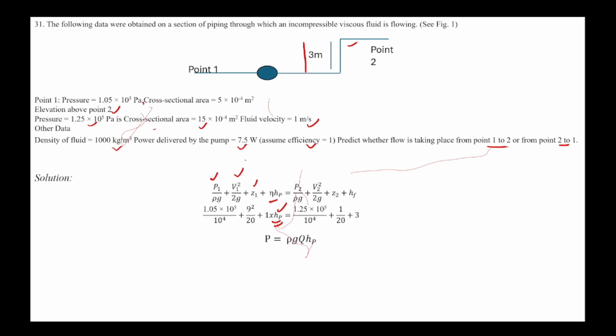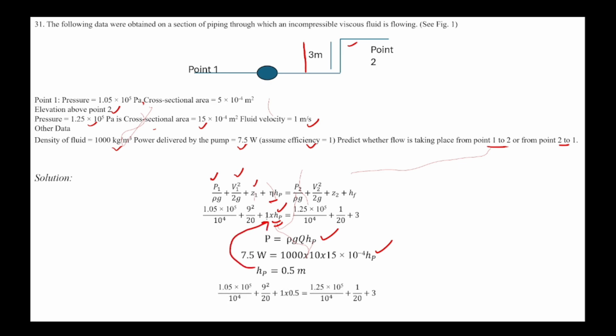We have the power delivered by the pump, which is given by this formula, rho g Q hp. Now putting all the values, hp will come to 0.5 meter, putting this value here. So we get 15.05 and 15.55. Flow always takes place from higher pressure to lower pressure. So the flow will be 2 to 1, because this pressure is high and this pressure is low.